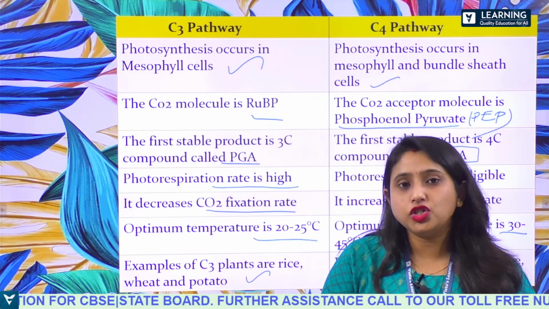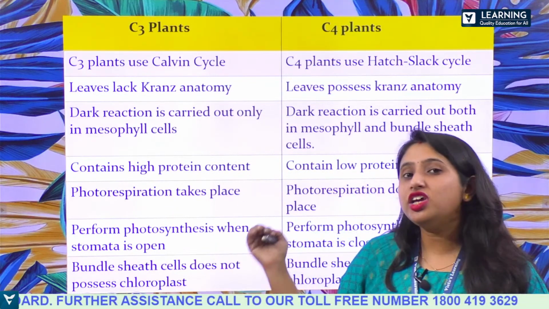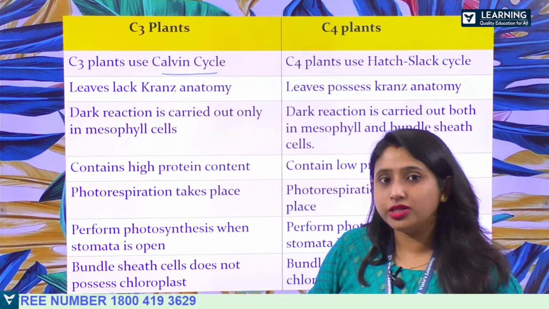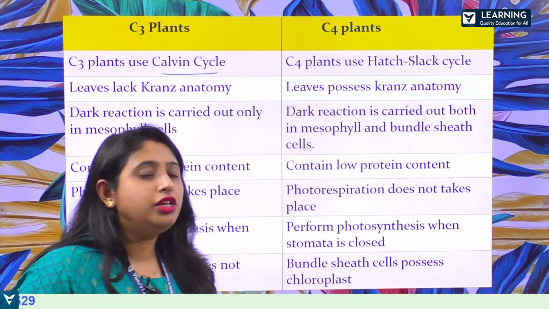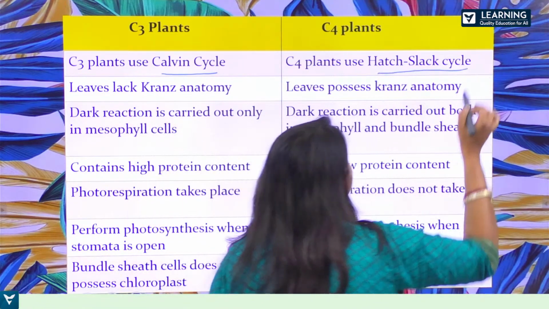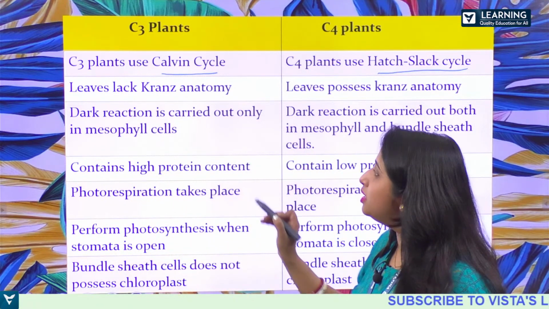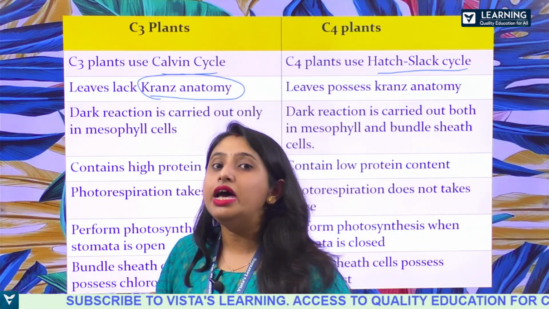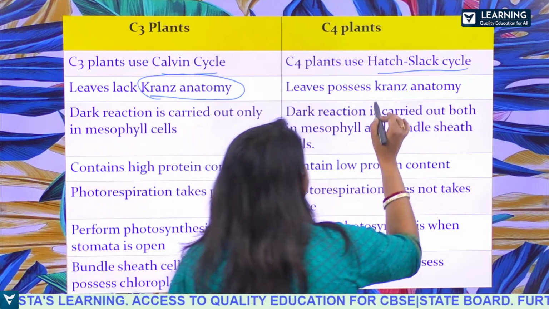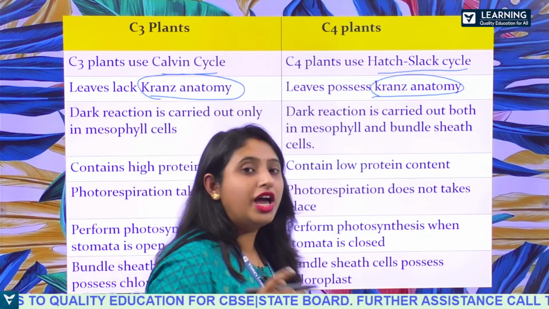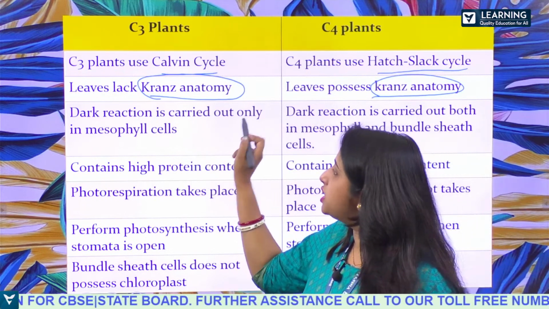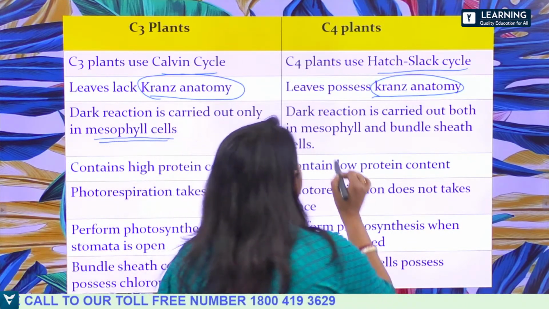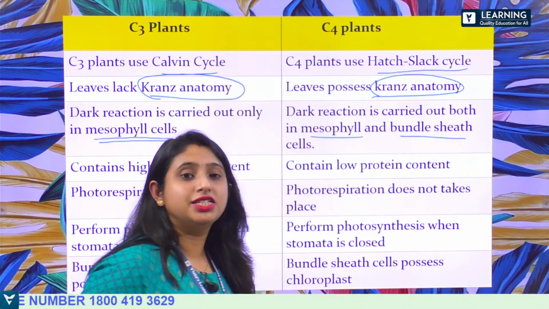So let's move into the C3 plants and C4 plants. You can write down the difference between them. C3 plants use the Calvin cycle, whereas the C4 plants use the Hatch and Slack cycle. Next, the leaves lack the Kranz anatomy. You will not see the Kranz anatomy in the C3 plants, but you will see the Kranz anatomy in the C4 plants. We have learned that. The dark reaction is carried out only in the mesophyll cells in C3 plants, but in the C4 plants it takes place in both the mesophyll and the bundle sheath cells.